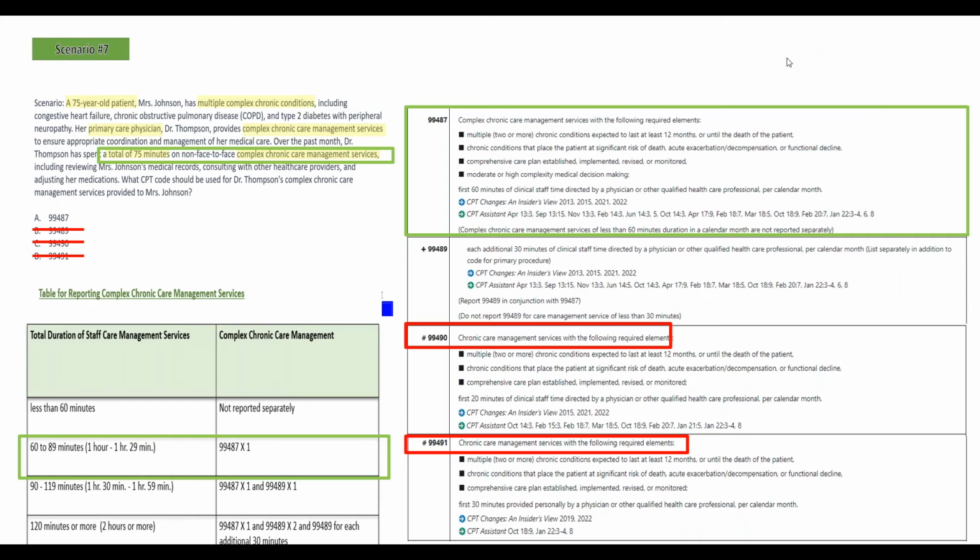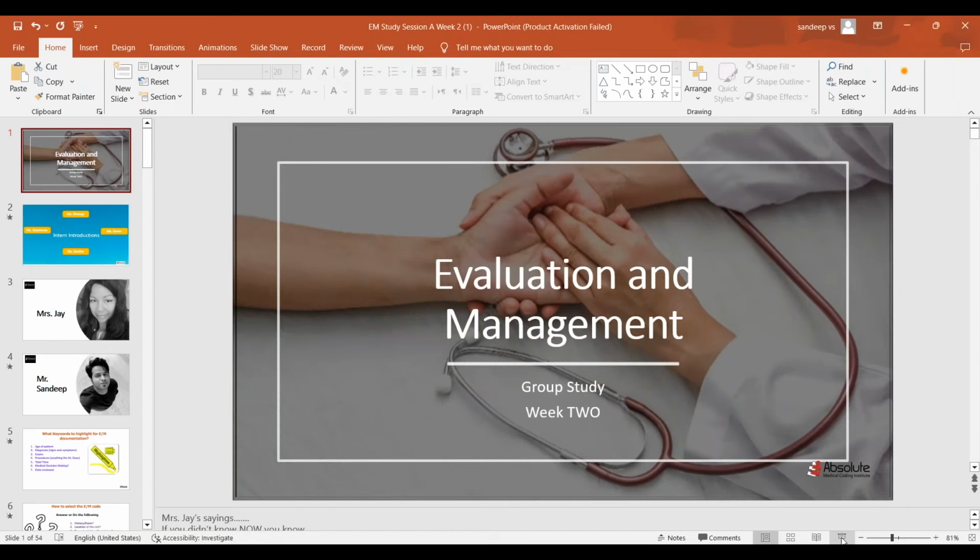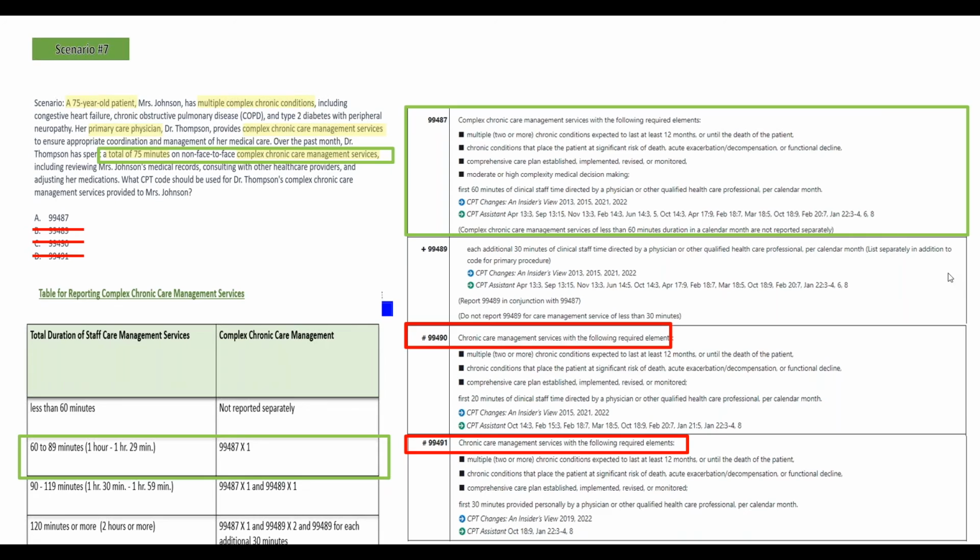So coders, are you feeling good about the explanation? Shall we move on to the next? We got a few more chapters to cover here. Yes, let's do it. That is the spirit.